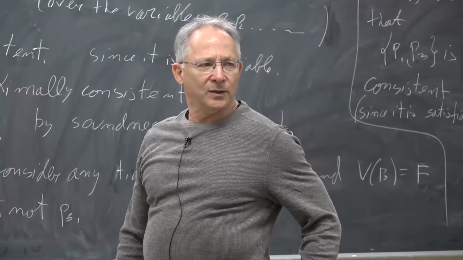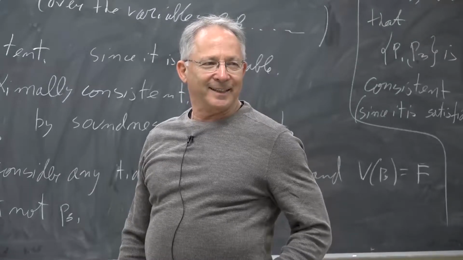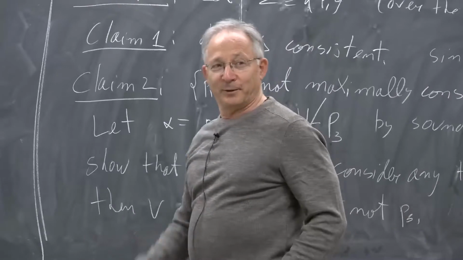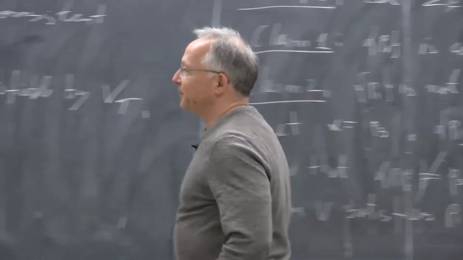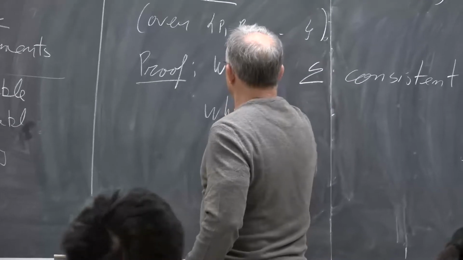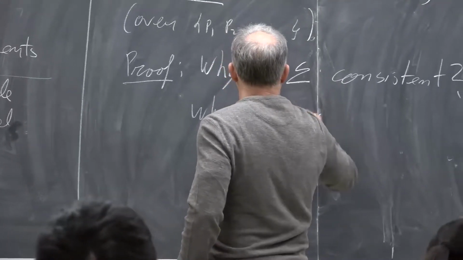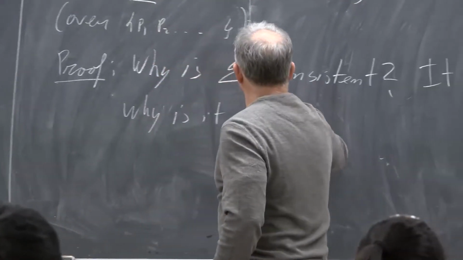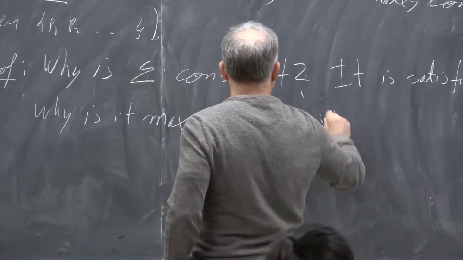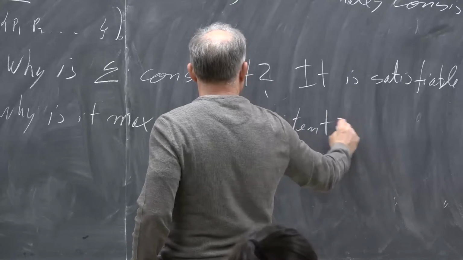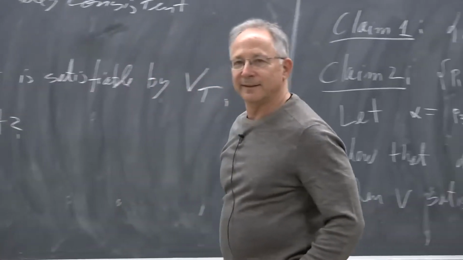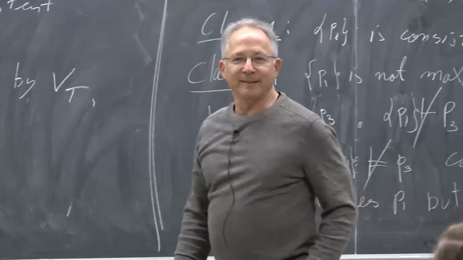Come up with the alpha, and then you say the sigma. Yeah, so let's try to argue. Let's see if we get stuck or not. Let's hope we are not. Okay, so why is it maximally consistent? Can we show it, or are we going to get stuck?